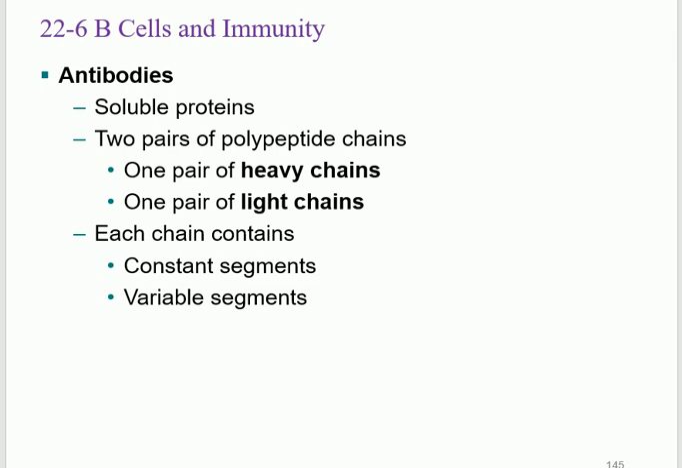This is their nature. And these antibodies have one pair of heavy chains and one pair of light chains, and each chain will have a constant segment and a variable segment. This is the physical structure: heavy chain, light chain, constant, and variable. That's it. This is generally speaking the structure of the antibodies.